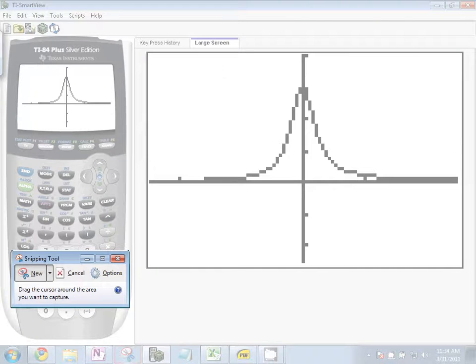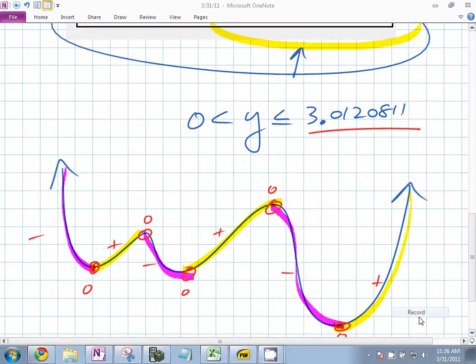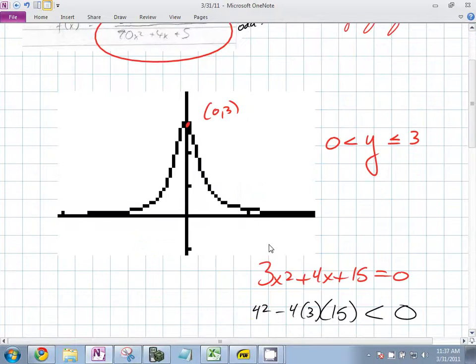Oh, dang it. I wanted that. Cancel. So I'm going to pause that and do it again. Sorry. You can look at this as a preview for calculus here, but you could use a table of values or you could use maximum to prove that the maximum is somewhere else.